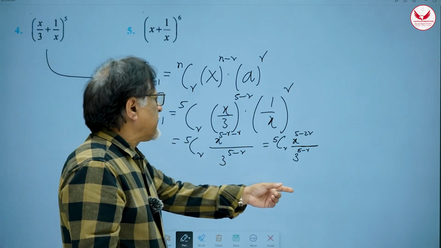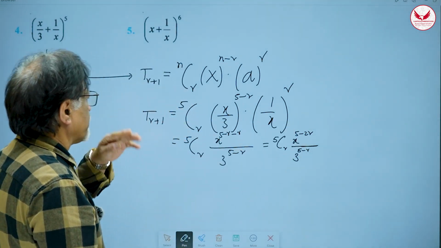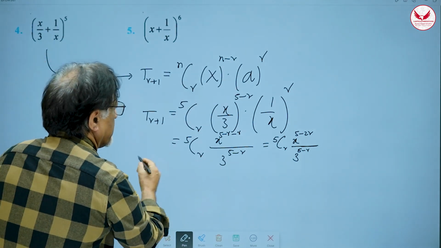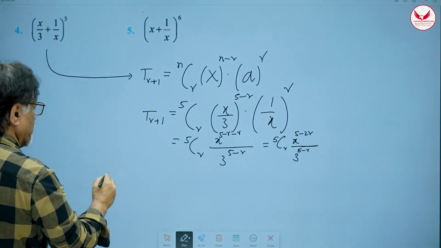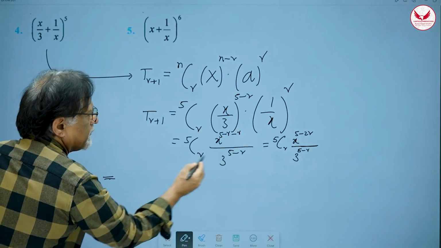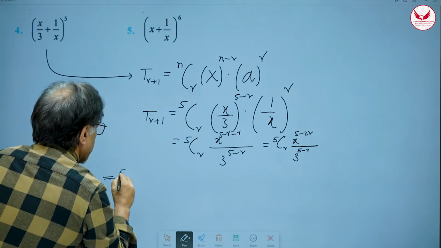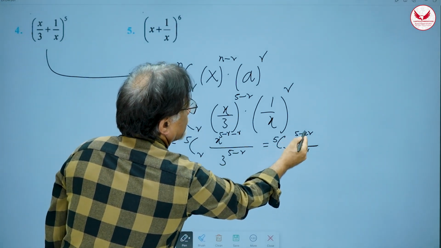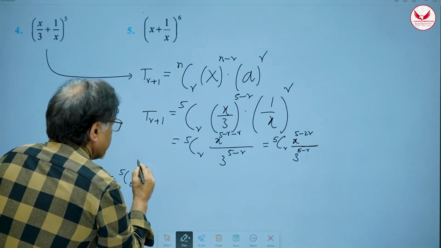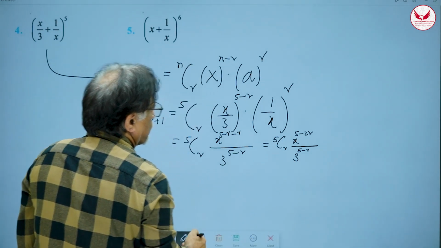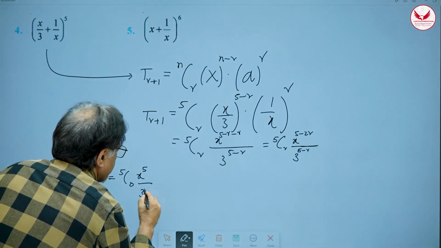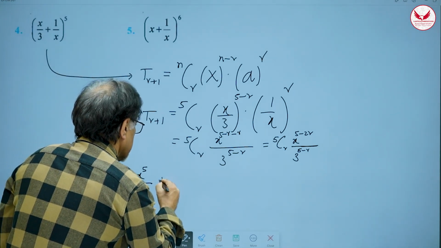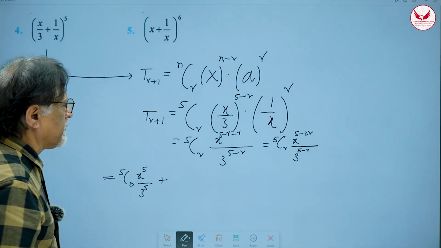So this is how. Now all I have to do is start substituting for r, right? Substituting r from 0 to 5. Correct? From 0 to 5. So what will be the first term? So the first term is going to be r is 0 here. Correct? In this term r is 0. What is that? That is 5C0 x, right? x raised to what? 5 minus 0. So it is x raised to 5. And 3 raised to what? 5 minus 0. So therefore 3 raised to 5. Did you get that? Very simple. Now plus. Because the middle sign is plus, all the signs are going to be plus.